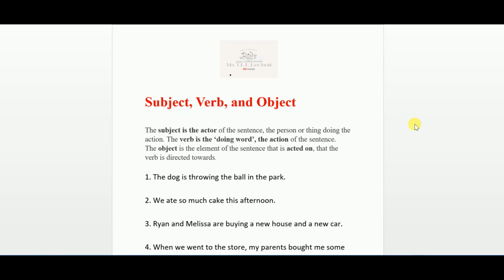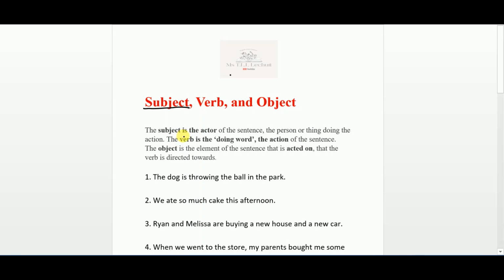Today we are going to delve deeper into the language section and understand more about subject, verb, and object, as well as different kinds of subjects and objects. Now, the first definition that we are going to look into is what we mean by a subject. The subject is the actor of the sentence, the person or thing doing the action.